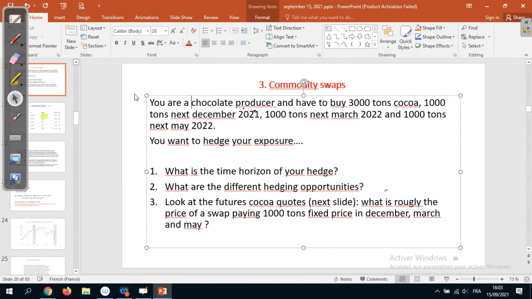Then look at the futures cocoa quotes. What is roughly the price of a swap paying a fixed price for 1,000 tons in December, March, and May? That is, you enter a swap paying a fixed price for 1,000 tons in December, in March, in May. So you hedge by a swap. That's just one of the answers to question 2, making a swap. Okay, I give you after the price of cocoa. I have it here, but I cannot.